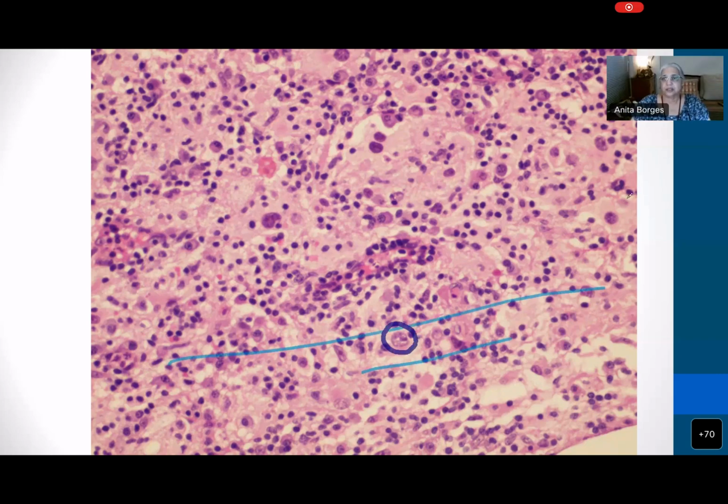Now, who is annotating? That's all right. You can see these big cells. They have huge nuclei and huge nucleoli over there. And then you see these cells. Look at this one big cell with a huge amount of cytoplasm. And what do you see in the cytoplasm, Lydia?